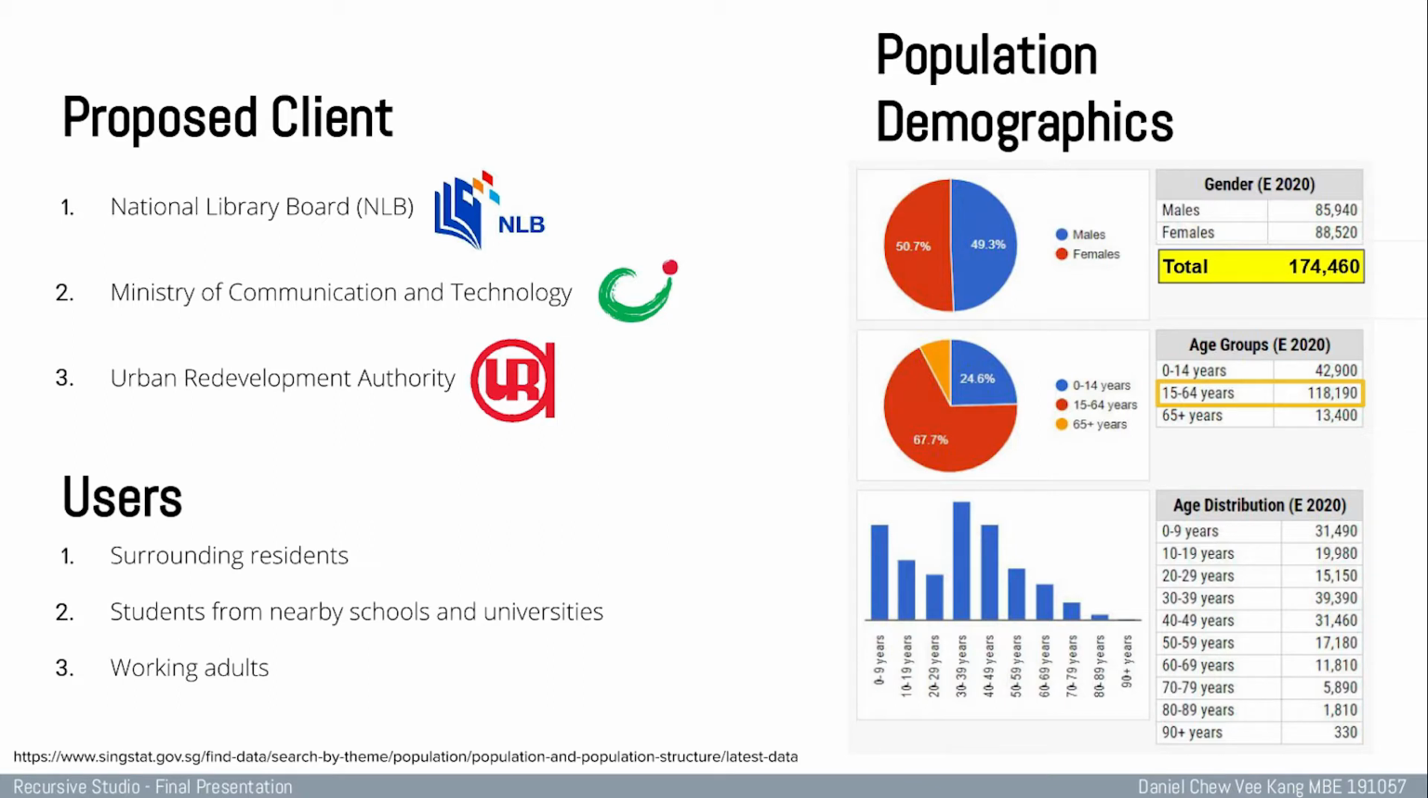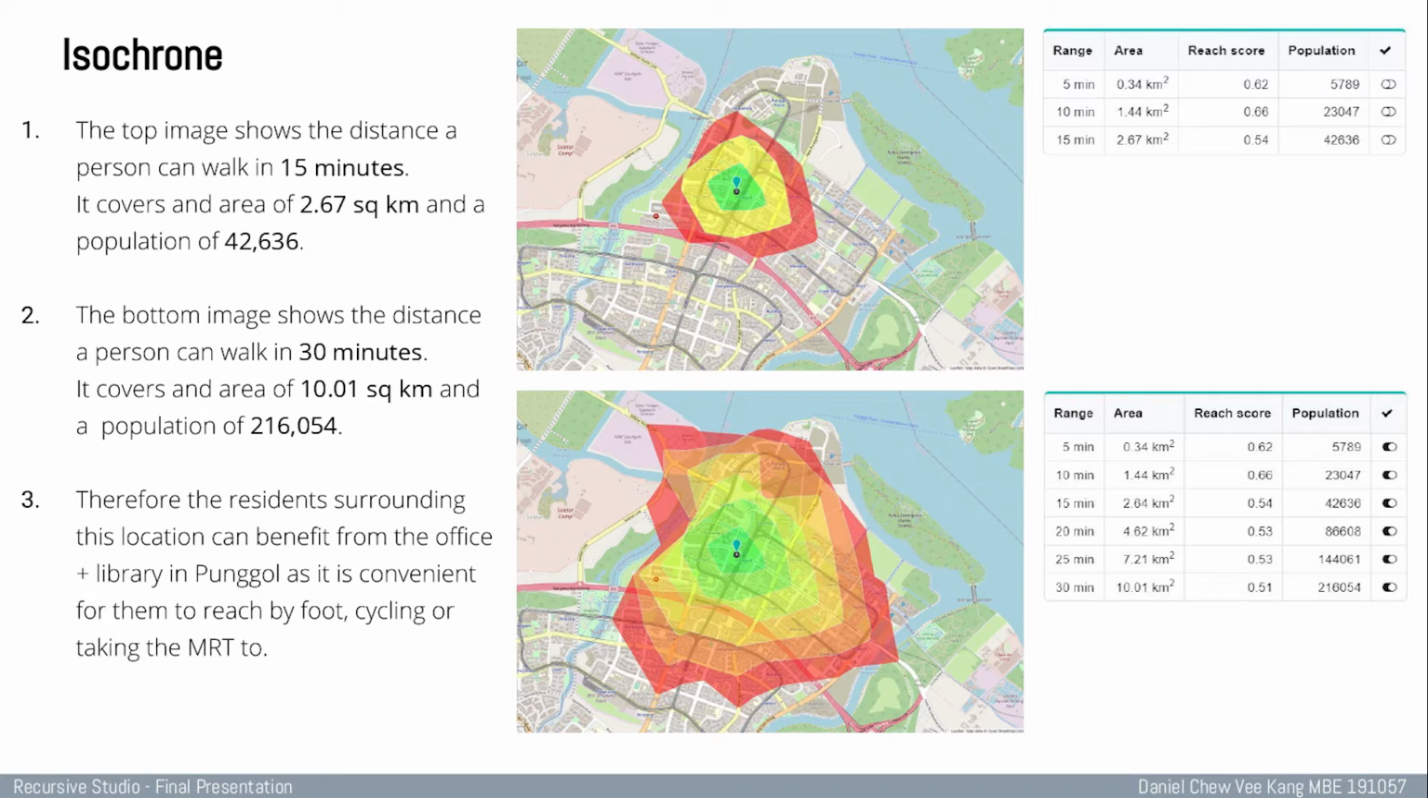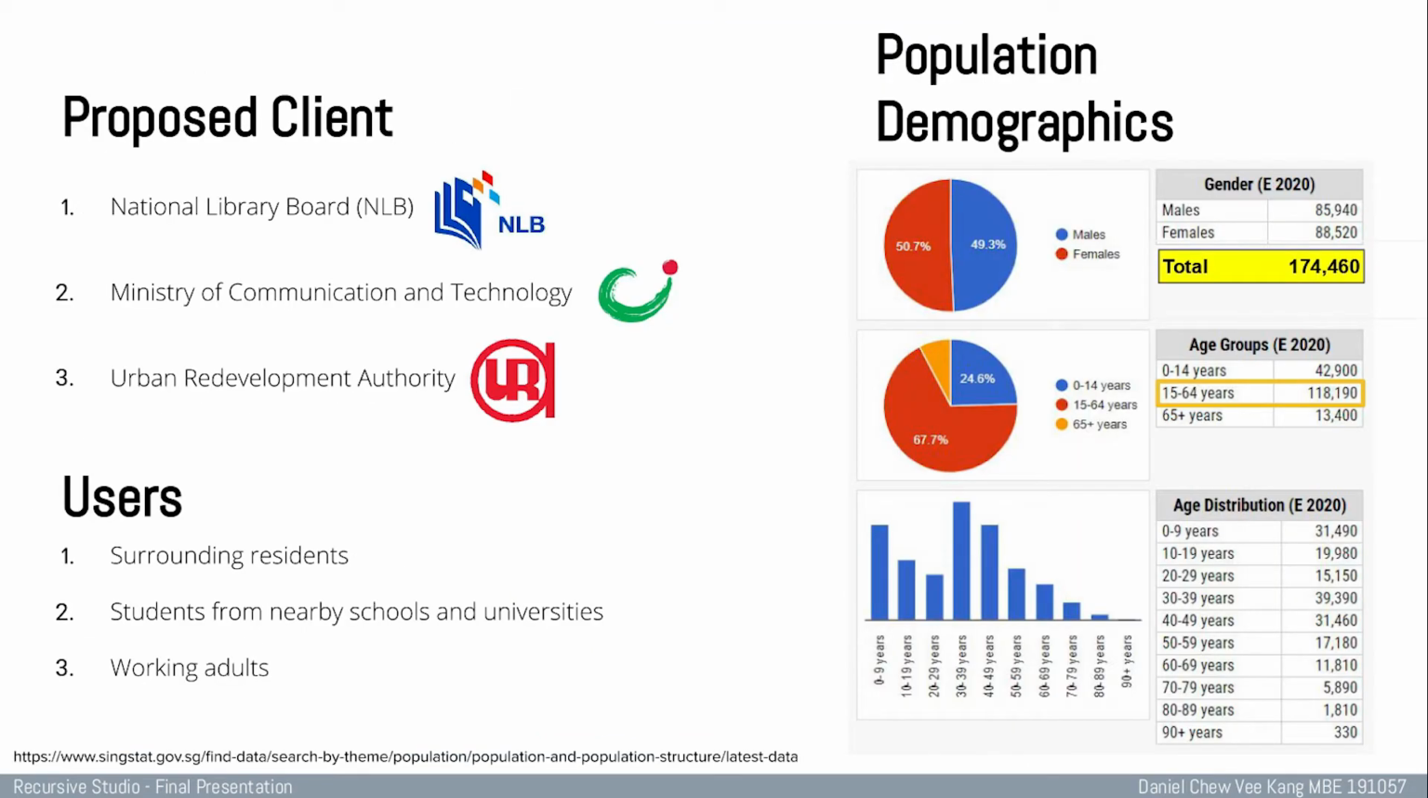From our site studies, we found that Punggol lacks a library for its surrounding residents and users. There are many schools and universities nearby, as well as a huge population that is ever growing. This calls for a need for a library in Punggol. Therefore, the proposed clients are the National Library Board, the Ministry of Communications and Information, as well as the Urban Redevelopment Authority.